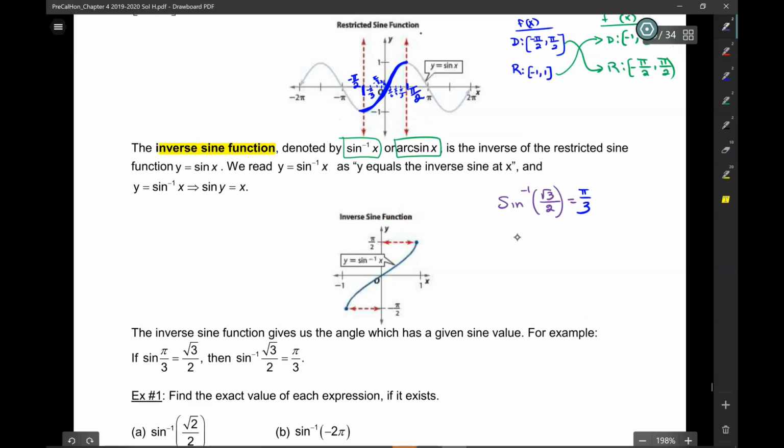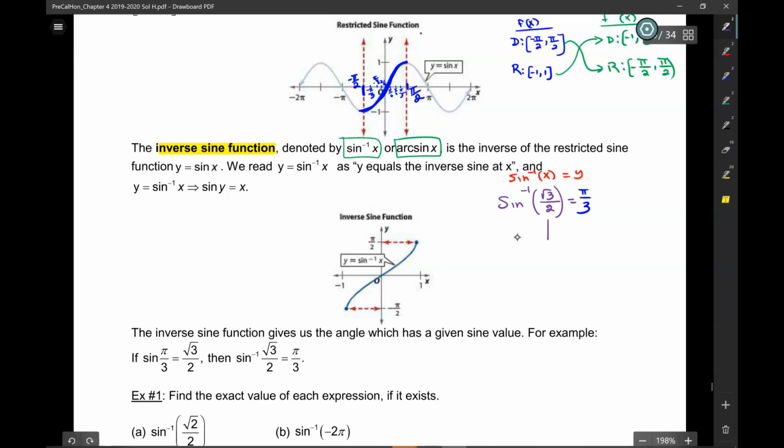Now, if I write this in more general form, it'll be like this. Inverse sine of x is equal to y. Yep, everybody does that in the beginning. The 3 over 2 has nothing to do with this problem. It was just a clarification for the inverse.